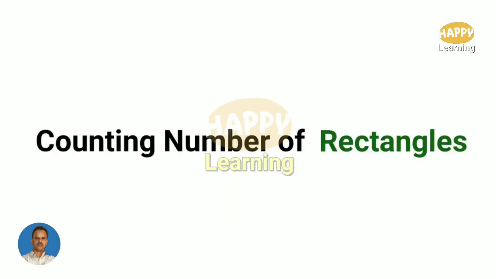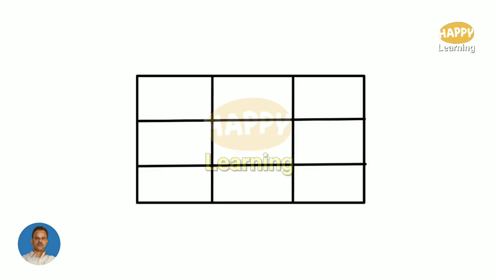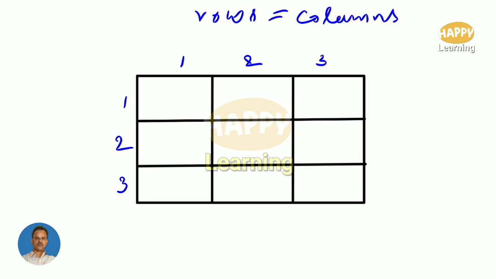Next topic is counting the number of rectangles. So this is one example. These are rectangles in the form of a grid. Let me give the numbers. This is first column, this is second column, this is third column, this is first row, this is second row, this is third row. Okay, here rows and columns are equal.